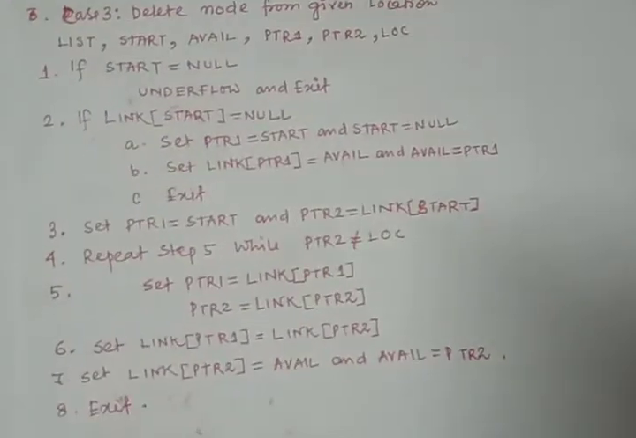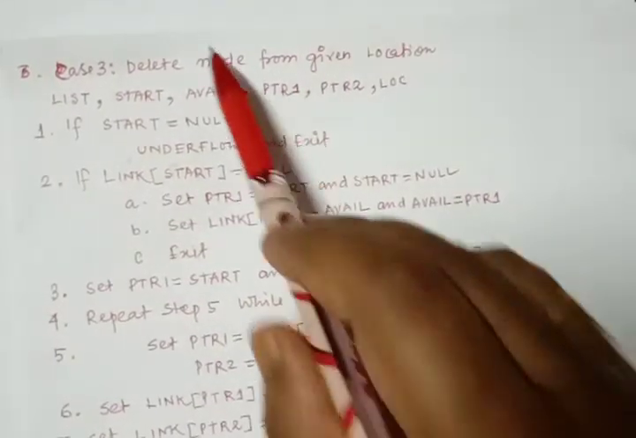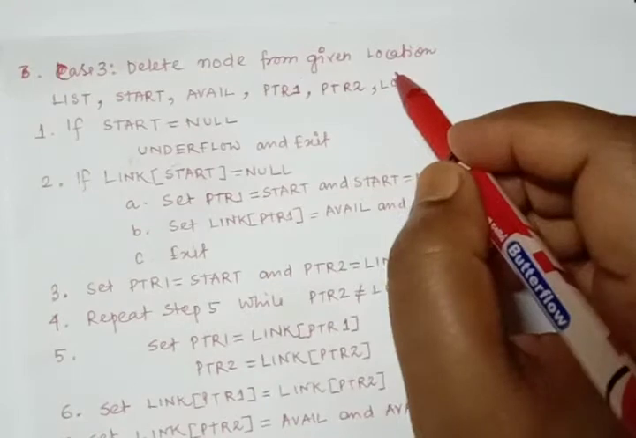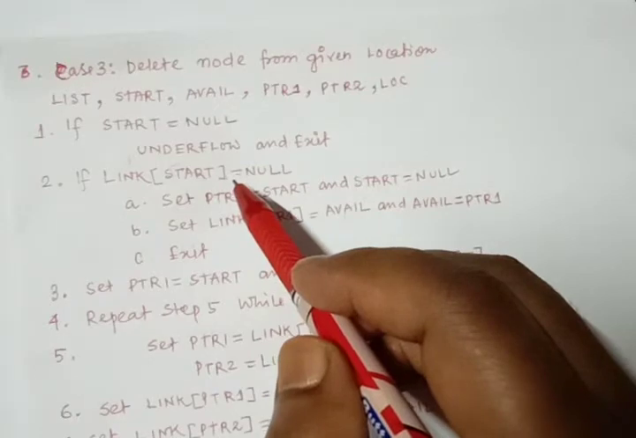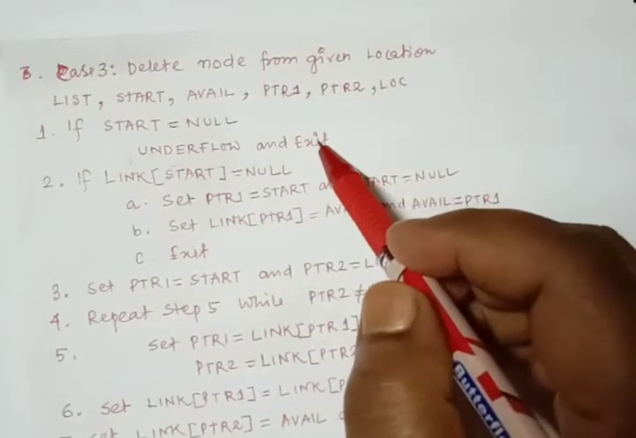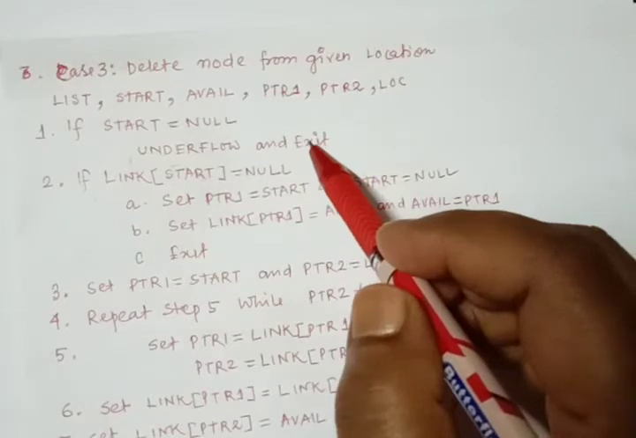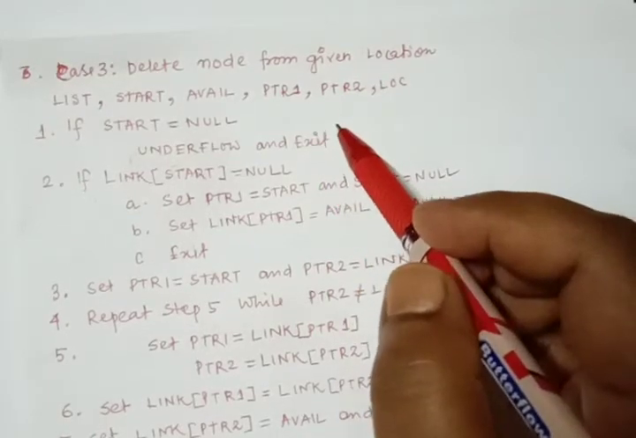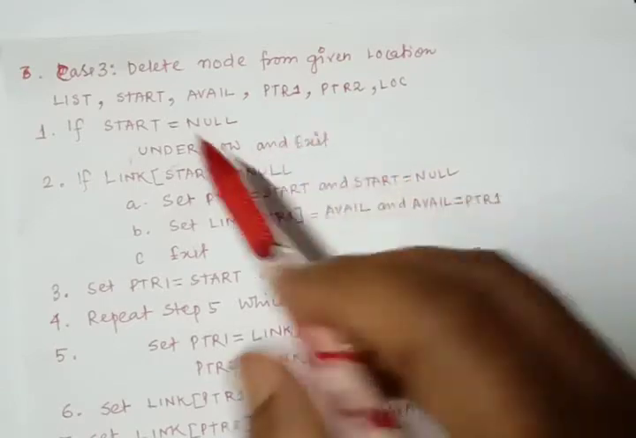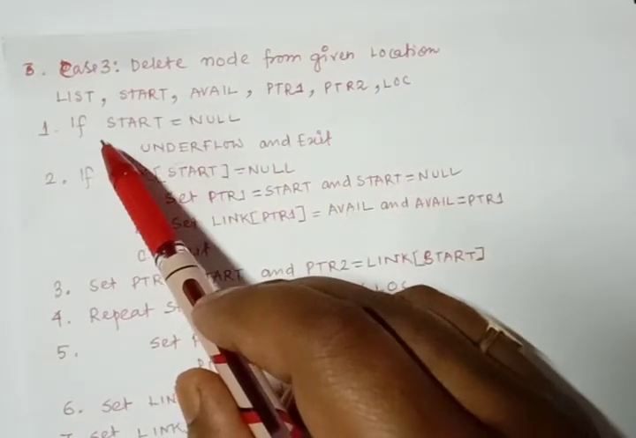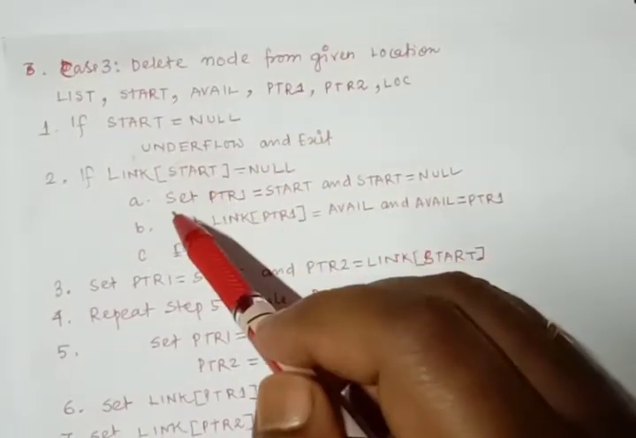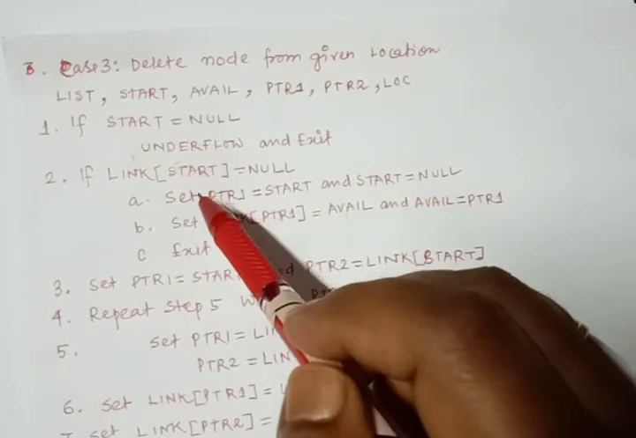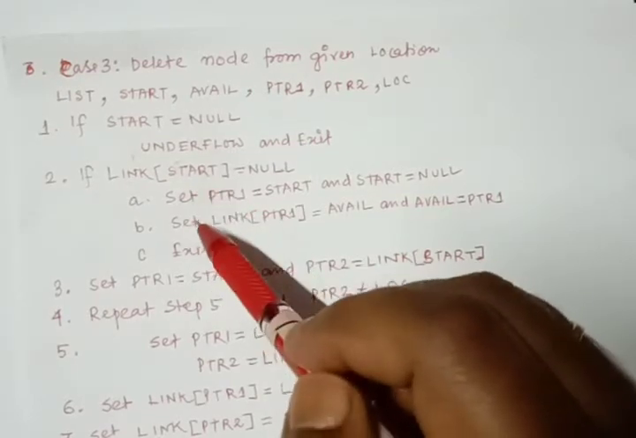Now we move to our third algorithm. The third case, delete a node from a given location. So here in this algorithm we will ask the user to enter the location of the node, the position actually, from which the user wants to delete a node. So if start equal to null, that means underflow and exit. And like our previous algorithms, these steps will also execute.